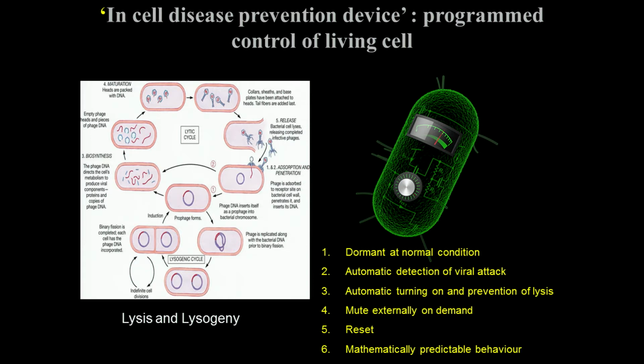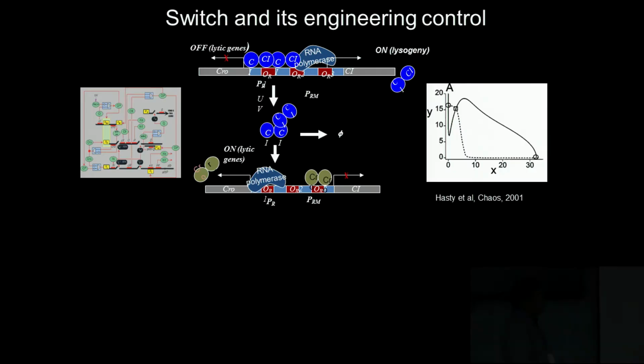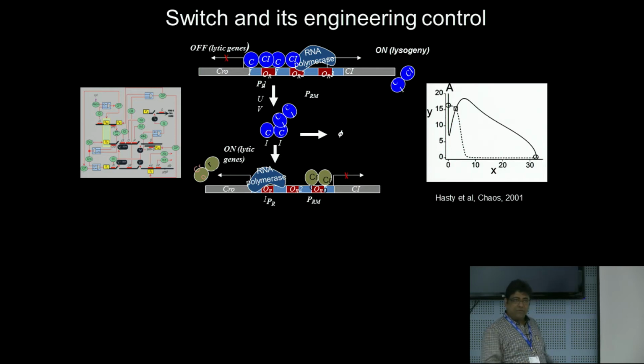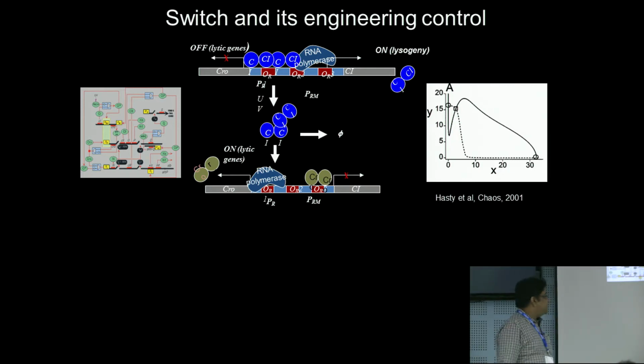Okay. So, this thing, lysis and lysogeny, is very well studied. The idea of gene regulation came from here, and a lot of physicists, mathematicians and chemists actually studied that.